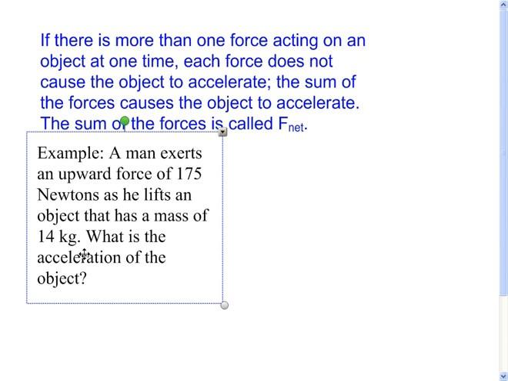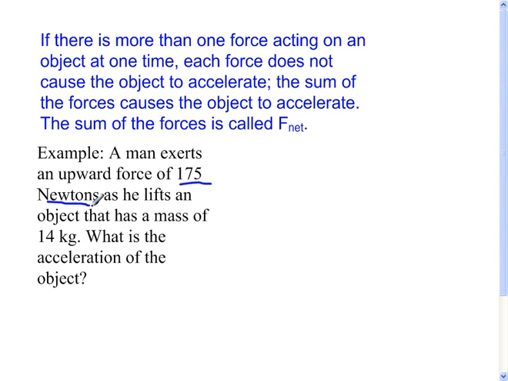Let's consider this. A man exerts an upward force of 175 newtons as he lifts an object that has a mass of 14 kilograms. What's the acceleration? Do you see how tempting it would be? What's this? Force. What's this? M. Do you see how tempting it would be to do a equals F over m and stop? If you do that, you are dead wrong. You're off in left field. You have no clue what we're doing. Picking out numbers as a way to save problems will epically fail.